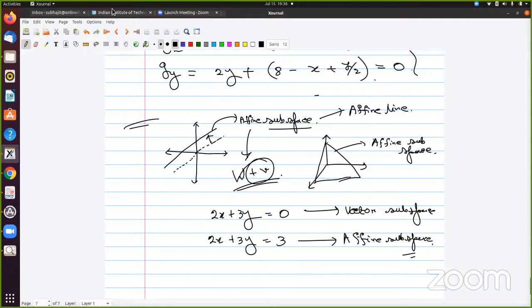What is the difference between a tangent plane and a tangent hyperplane? Are they the same thing? Hyperplane, basically, we call it when we are dealing with more than 3 dimensions. Then we call it a hyperplane.